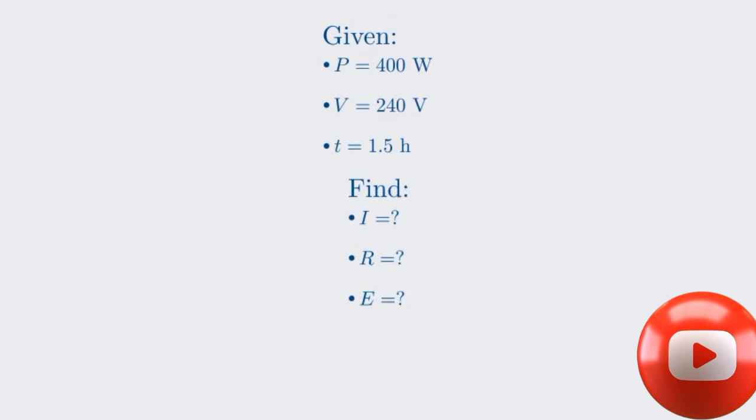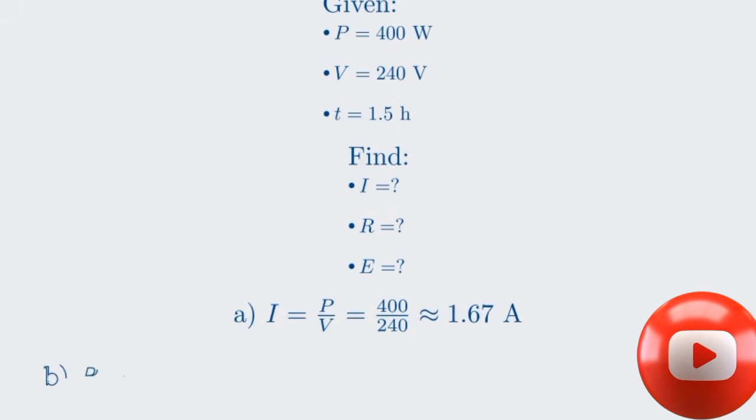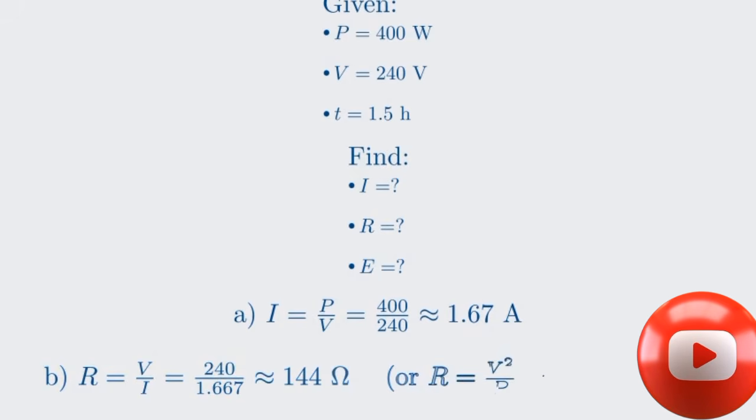For part A, the current, we used the power formula, P equals V times I, rearranged to I equals P over V. This gave us a current of 1.67 amperes. For part B, the resistance, we used Ohm's law, V equals I times R, rearranged to R equals V over I. Plugging in the values, we found the resistance to be 144 ohms. We also saw an alternative solution using R equals V squared over P, which gave the same result.